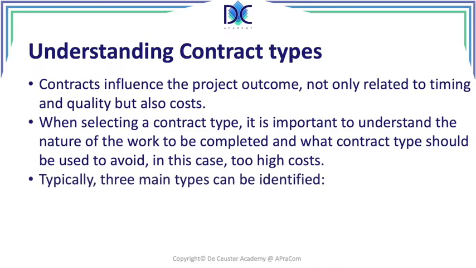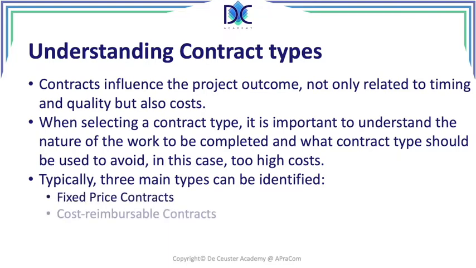Now, we can typically identify three main contract types. We have fixed price contracts, we have cost reimbursable contracts, and we have time and material contracts. So these are the main contract types, but there are some subdivisions. So let's have a look a little bit more. Let's have a deeper look into the fixed price contracts, cost reimbursable contracts, and the time and material contracts.